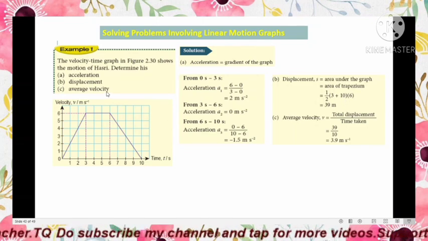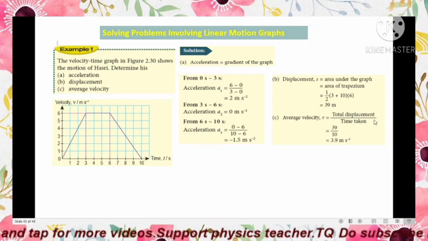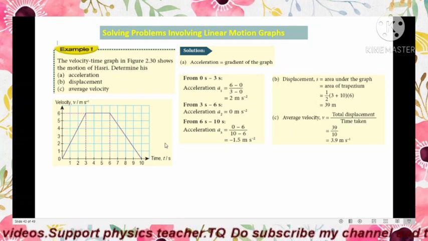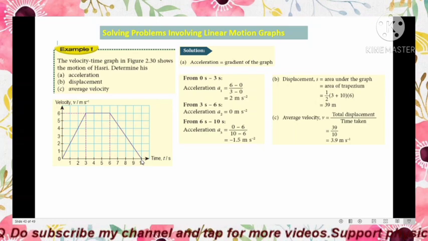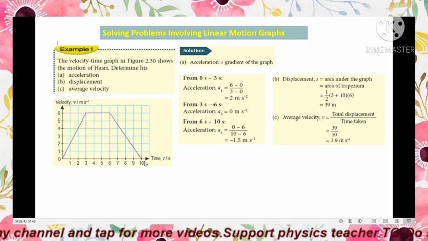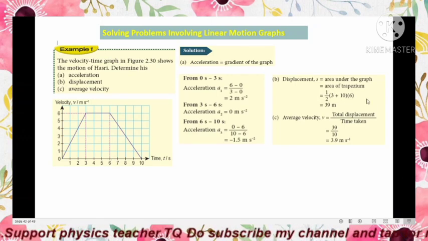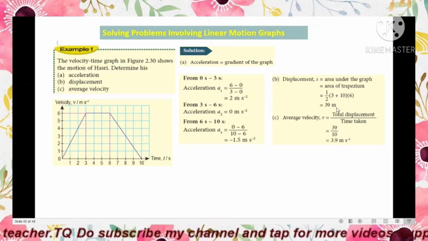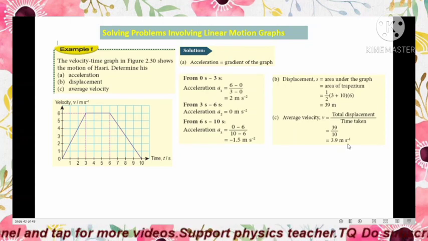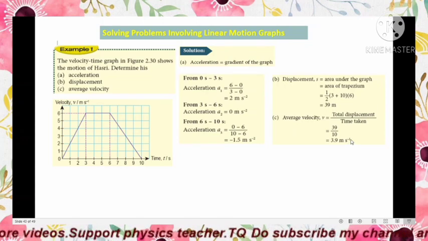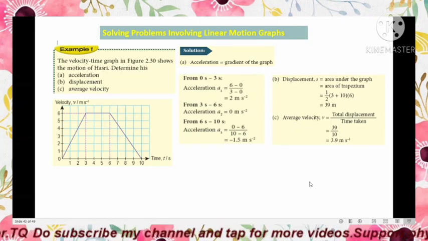Part C, average velocity. The formula for average velocity is total displacement divided by total time taken. From here you can see the end of the motion is at 10 seconds. That will be the total time taken. The total displacement is the total area under the graph, which we calculated as 39 meter. So you take 39 meter divided by 10, and you have 3.9 meter second to the power negative 1. So this is about problem solving involving a velocity-time graph.